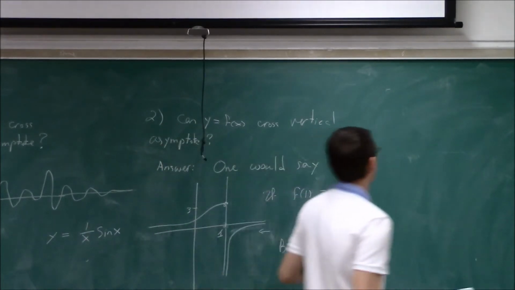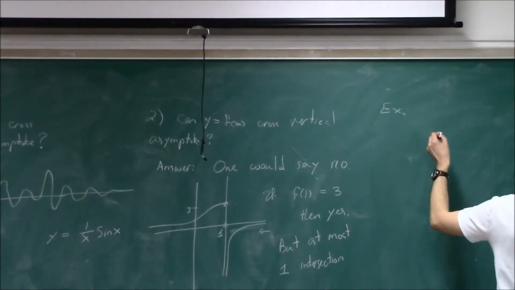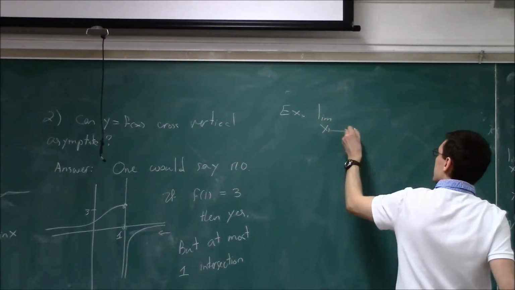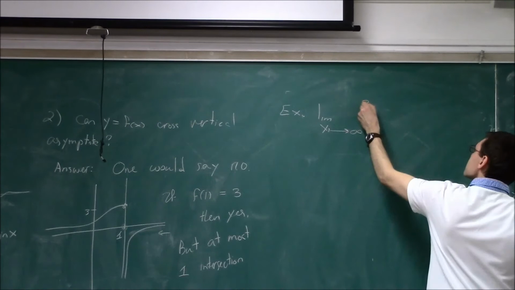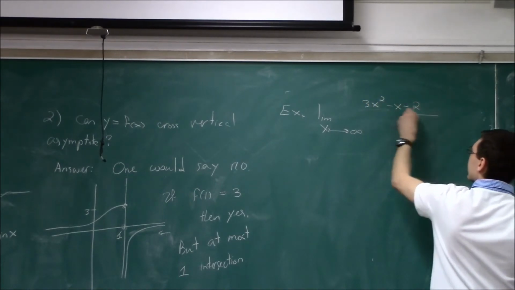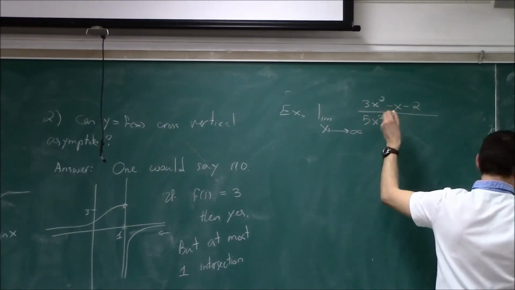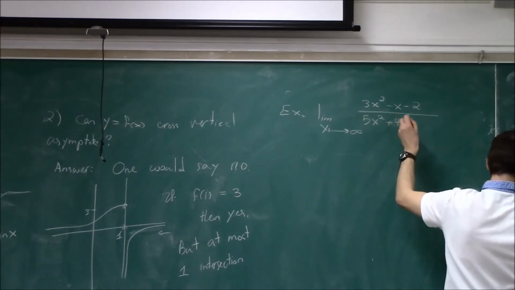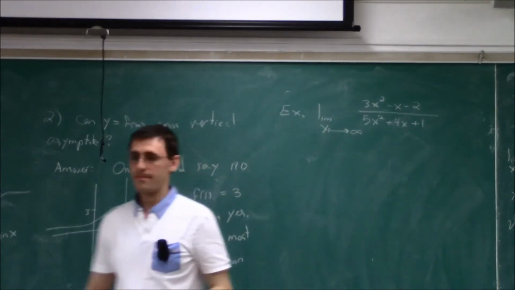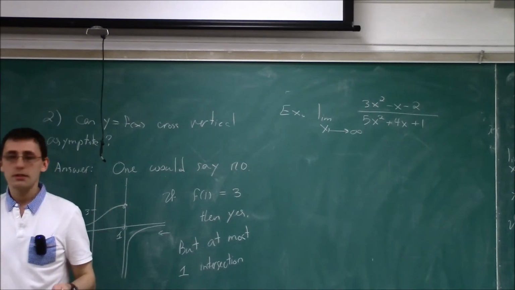Let's consider a few more examples and then figure out how to deal with them in general. So what happens if I take the limit as x goes to infinity of 3x squared minus x minus 2 over 5x squared plus 4x plus 1? And for now, give your reasoning. Show me how you solve this.